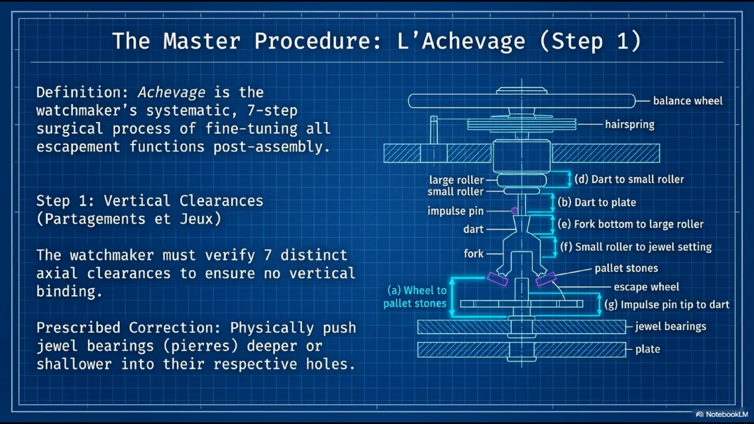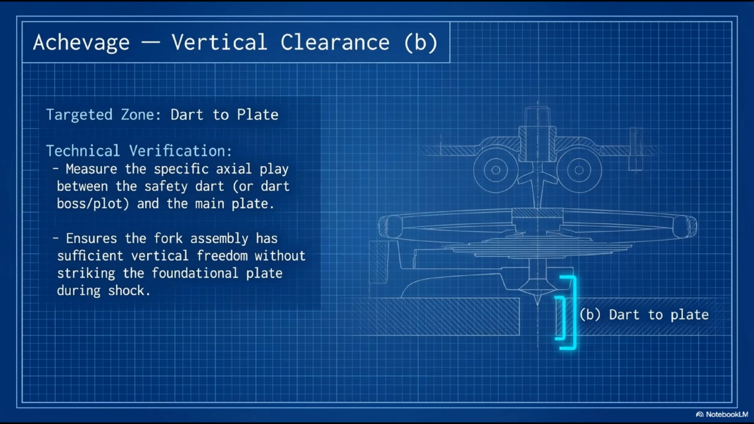A negative clearance creates axial binding, parts grind against each other, causing timing irregularities that are difficult to diagnose without systematic checking. Correction: push the relevant jewel bearing deeper or shallower in its hole using appropriate staking tools under magnification. Continuing the vertical clearance audit, clearance B, dart to plate. Targeted zone, the axial gap between the safety dart or its boss, the plot, and the surface of the main plate directly below it. Technical verification: with the movement assembled, confirm that the dart assembly has vertical freedom without striking the plate. This clearance must be positive.